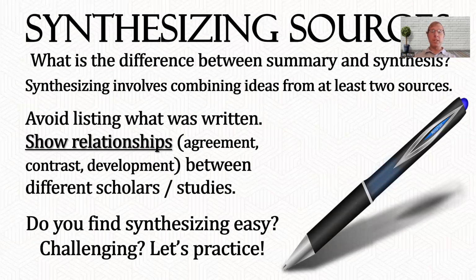Okay. So now let's talk about synthesizing sources. So this is more than just summarizing. When we synthesize sources, we show relationships between the different studies that we're citing. This could be agreement, right? When there's a broad area of agreement between scholars. It could be contrast or dissent. It could talk about how ideas have developed with subsequent studies.